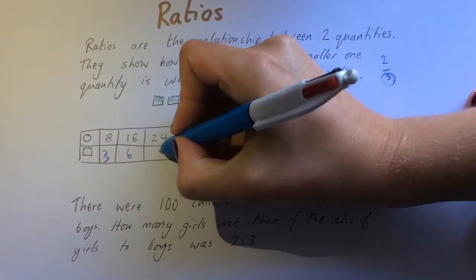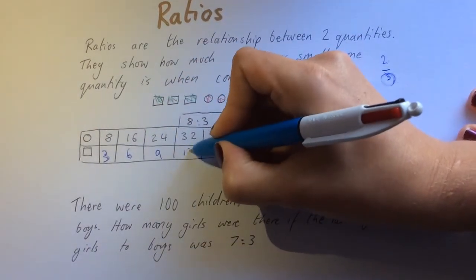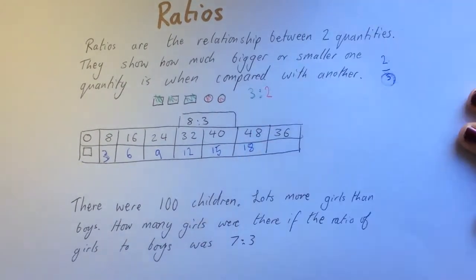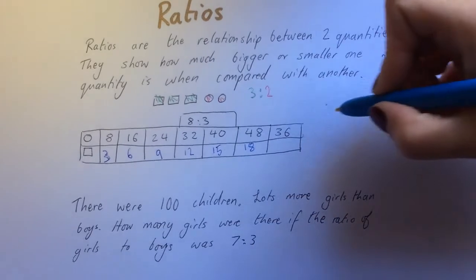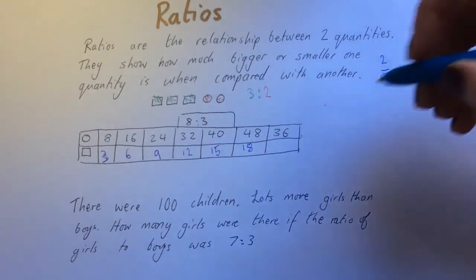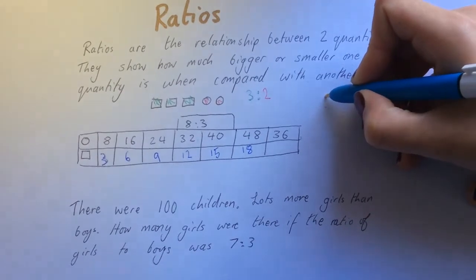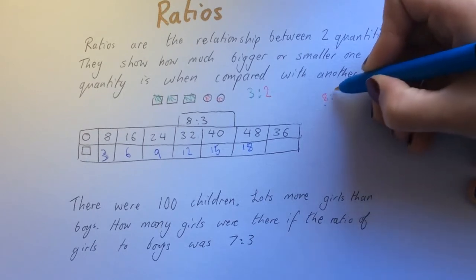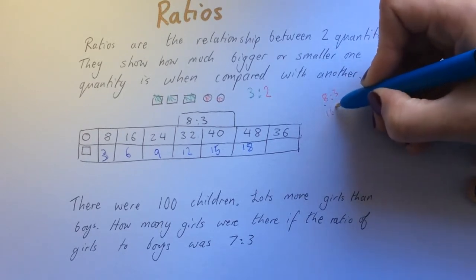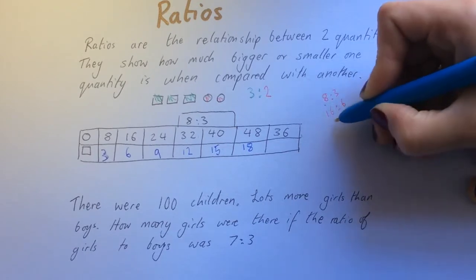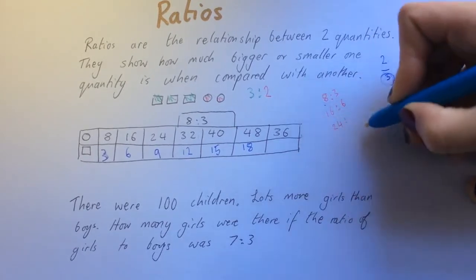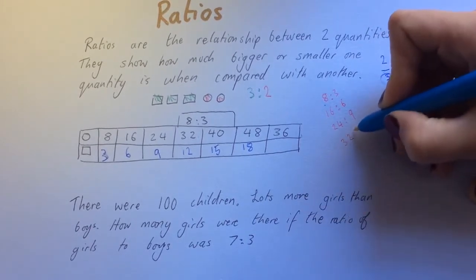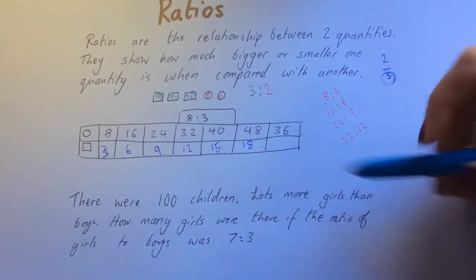So 3, 6, 9, 12, 15, 18. So to find the 36, I'm going to have another go at my ratio here. I'm going to do it vertically to help me out with the angles. So 8:3, 16:6, 24:9, 32:12, and now I've got 36 to something.